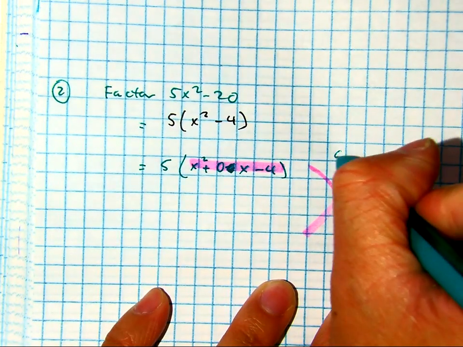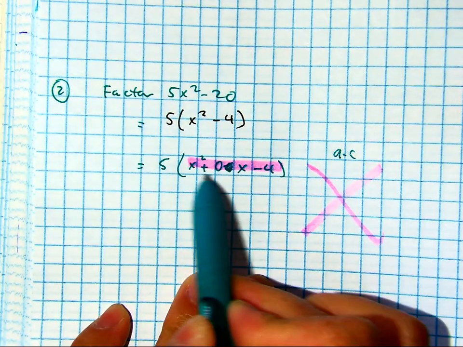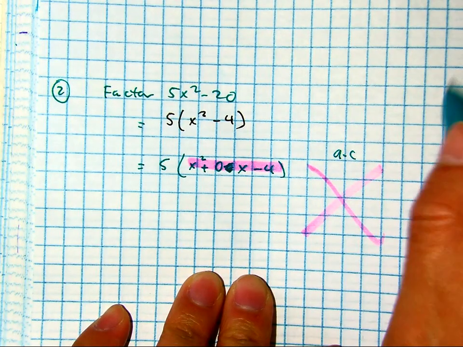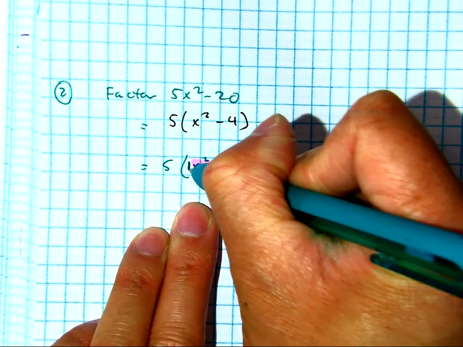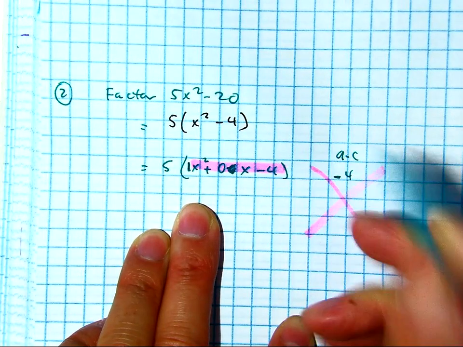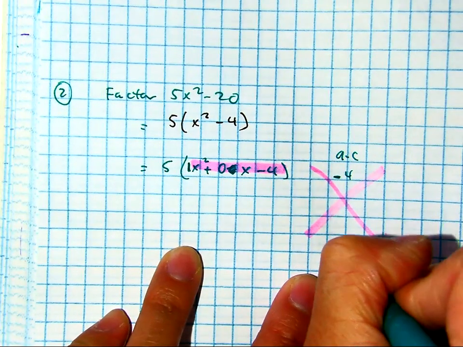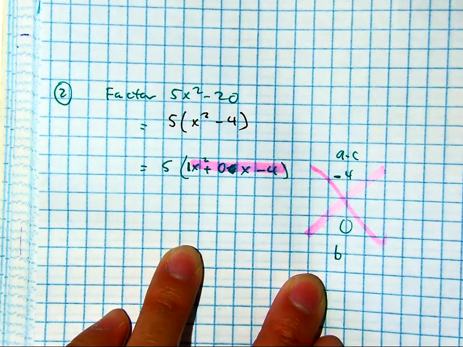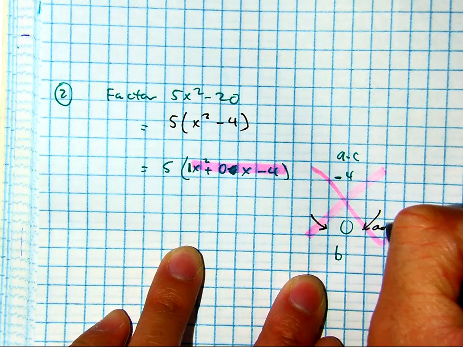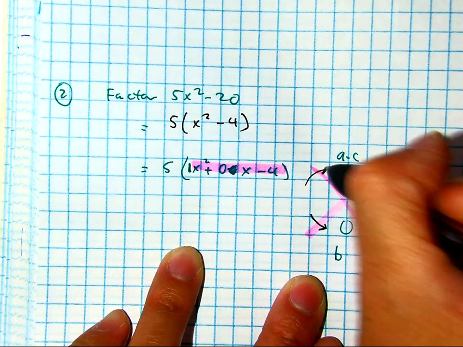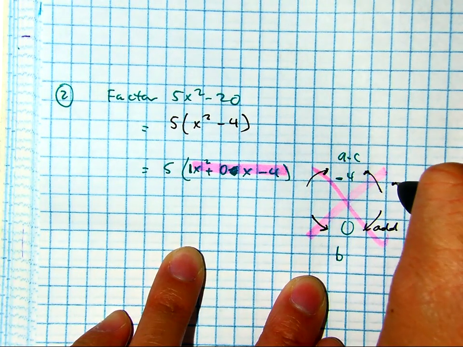Letters on top are a times c. Inside there, I highlighted in pink. What is a times c, class? Negative 4. Remember, this is your a value is 1, b value is 0, and c value is negative 4. Class, what's our b value? 0. I need two numbers that add to be 0, but they multiply to be negative 4.